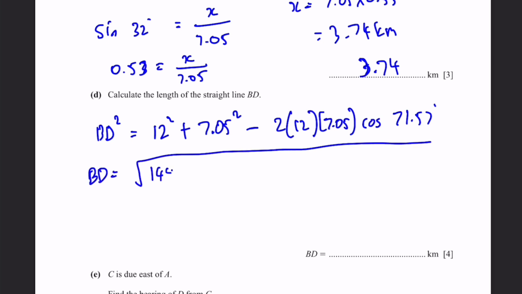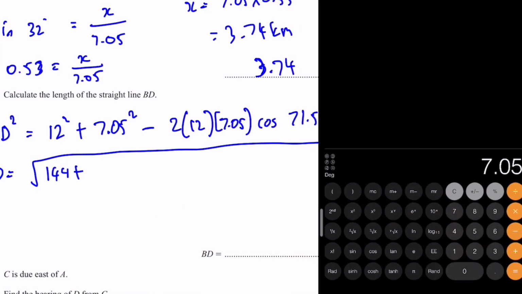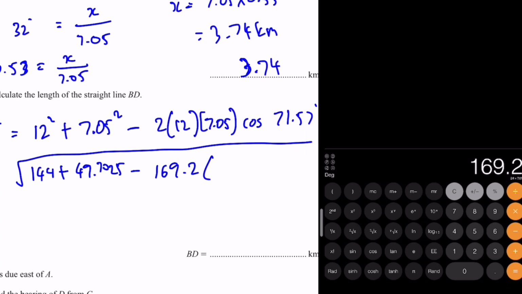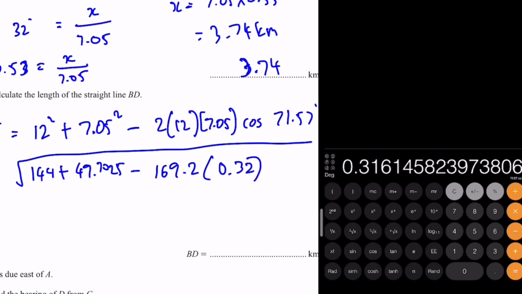So that's 144 plus, let's get that calculator out, 7.05 squared, 49.7025 minus 24 into 7.05, because 12 into 2 is 24. That means 169.2 into cos of 71.57. So we can do that as well. 71.57 cos. Cosine is 0.32 approximately.